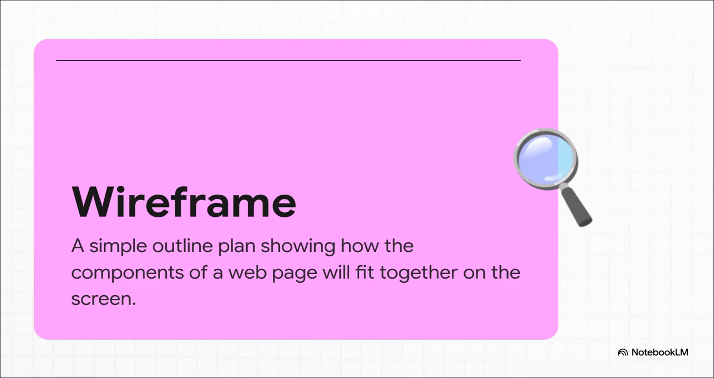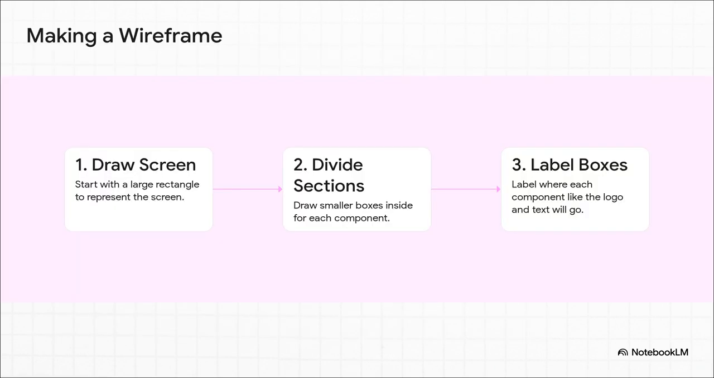And that special plan is called a wireframe. Now, don't let the technical terms scare you off. A wireframe is just a fancy word for a simple sketch. It's the blueprint for your web page, showing exactly where all those building blocks, your logo, your text, your images, are gonna live on the screen. You do this before you write a single line of code. And making one is incredibly simple. No, seriously, it's just 3 easy steps.